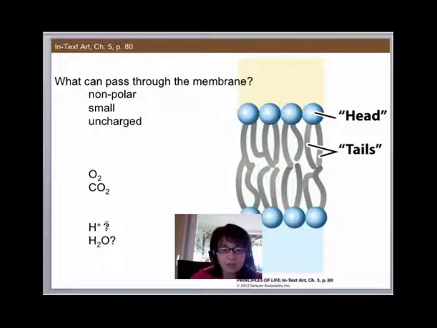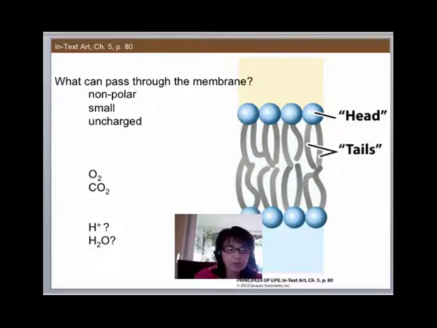How about something like a hydrogen ion that's carrying a charge? It's really small, but it's kept from passing through because it cannot make it through this hydrophobic tail area. And then water molecules, kind of small. It used to be thought that they sneak through because we know that water moves in and out of cells very quickly. It turns out that water molecules need help, and I'll talk about those pretty soon.